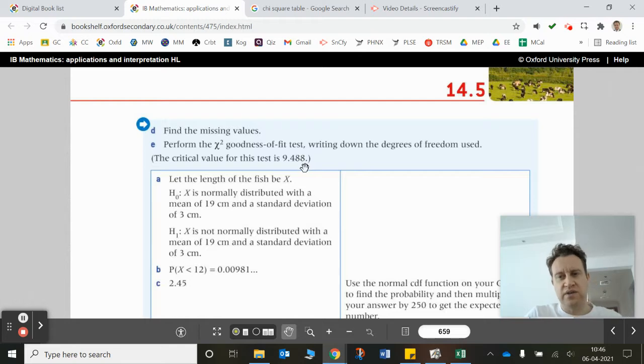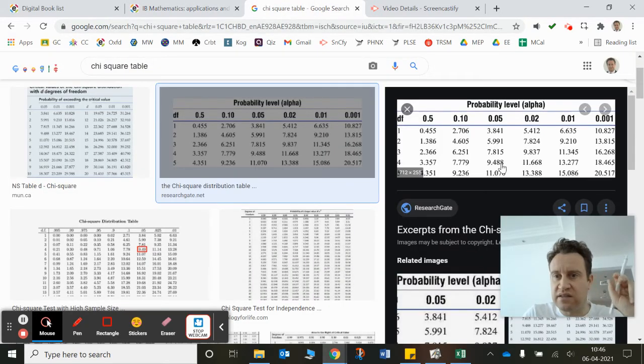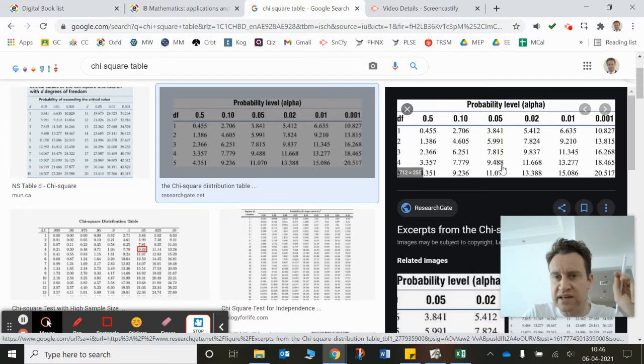9.488. Now, these critical values are the same regardless, they come from the same table regardless of whether you're using a goodness of fit test or a test for independence. So if we have a look at this, that 9.488 came from 4 degrees of freedom and testing at a 5% significance level. So this was just a normal chi-squared critical values table, which we're taking it from.